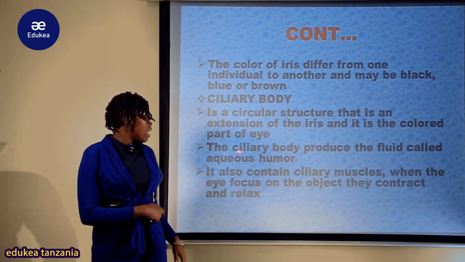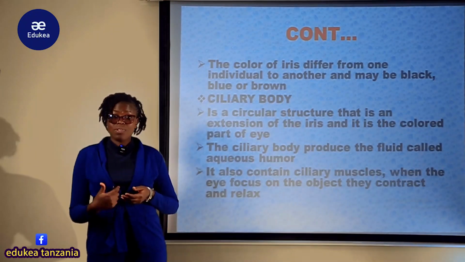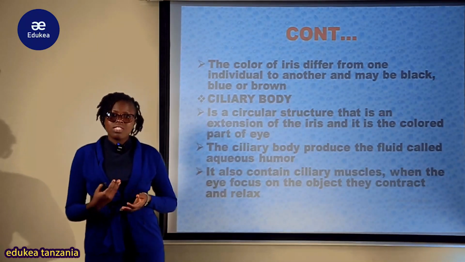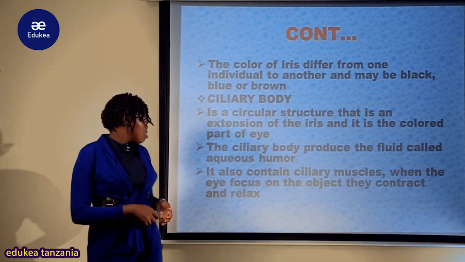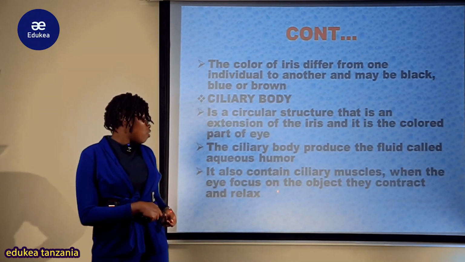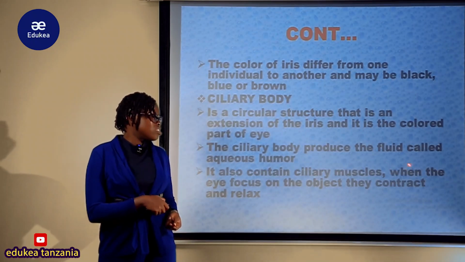So, the ciliary body produce the fluid called aqueous humors. Katika structure of the eyes tumeweza kuona aqueous humors. So, it is produced by this ciliary body. Sasa, nini kazi ya aqueous humors? So, it also contains the ciliary muscles. When the eyes focus on the object, they contract and relax. So, they tend to contain these ciliary muscles.